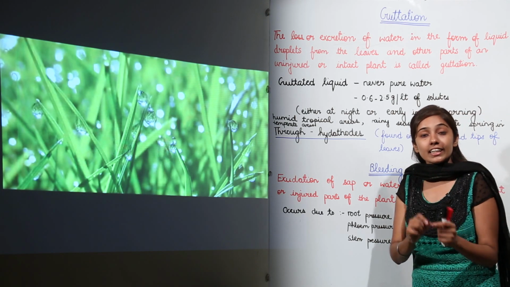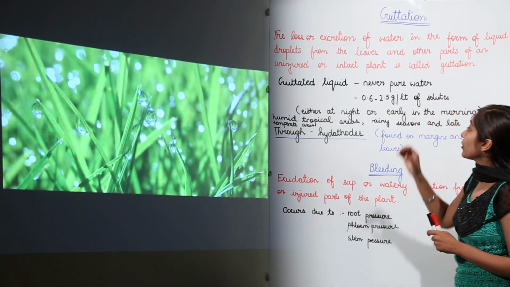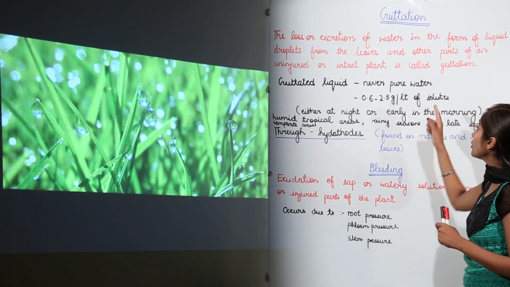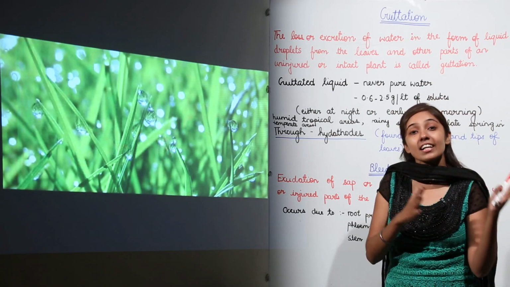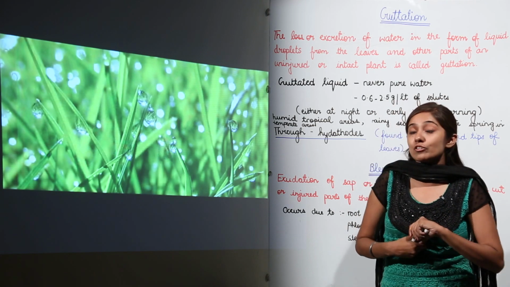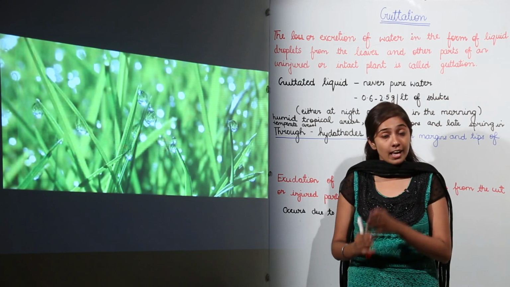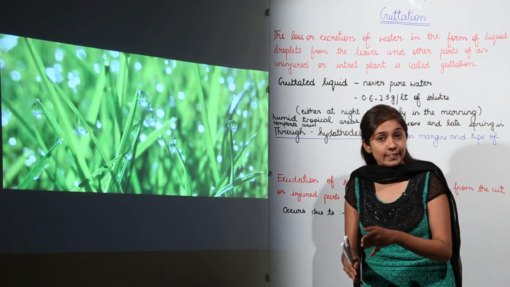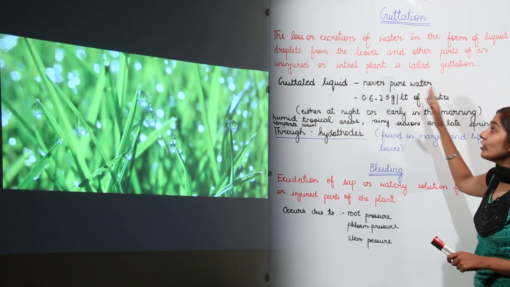Now this guttated liquid is never pure water. Why is it never pure water? Because it contains 0.6 to 2.5 grams per liter of solutes, and these solutes can be organic, inorganic, or a combination of both. For example, organic solutes can be carbohydrates, amino acids, some enzymes. Inorganic solutes can be calcium ions, magnesium ions. So that guttated liquid is never pure water.